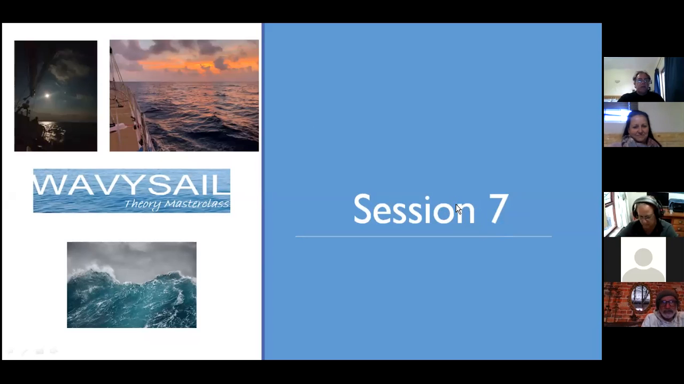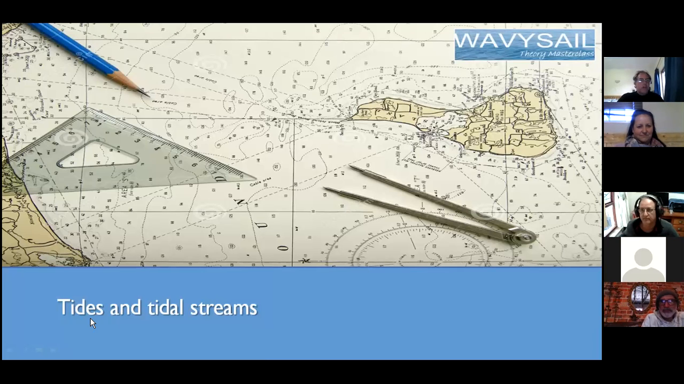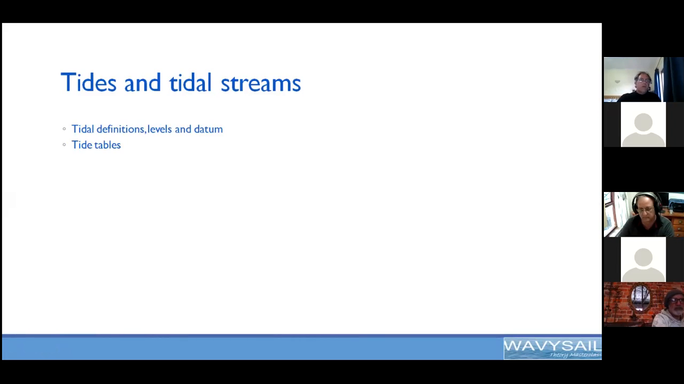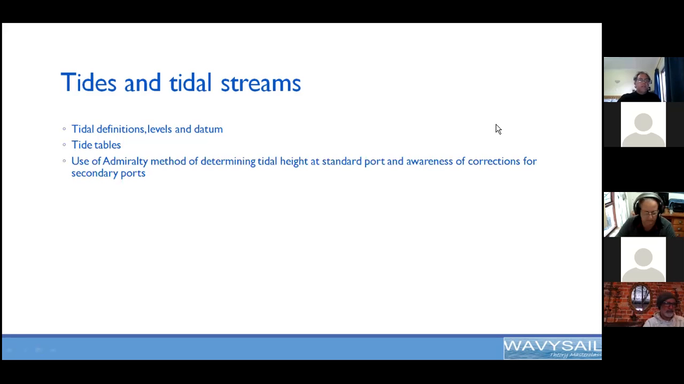Okay. Session 7, tidal theory and tidal streams. So we'll run through tidal definitions, levels, and datum. We'll go through a bit of tide tables, and then the use of the Admiralty method. As I said the other day, the Admiralty method is probably the most commonly used for standard ports and for secondary ports.